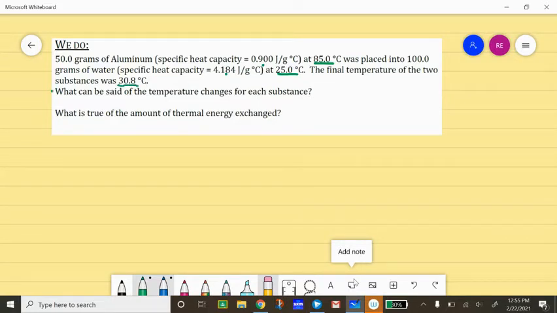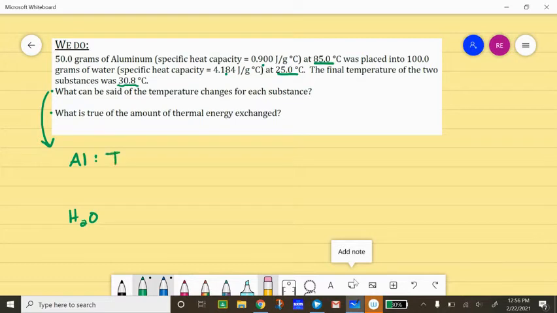So we've got two qualitative questions here. What can be said about the temperature changes for each substance, and what is true of the amount of thermal energy exchanged? So let's go ahead and tackle this first question. Let's see, for aluminum versus water.